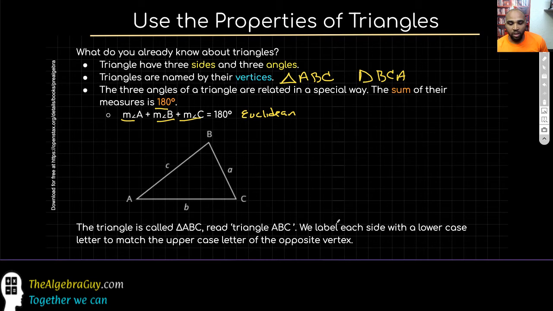So we read this triangle ABC. We label each side with a lowercase letter to match the uppercase letter opposite the vertex. So here's the capital C, lowercase c. Capital A on the opposite, lowercase a.